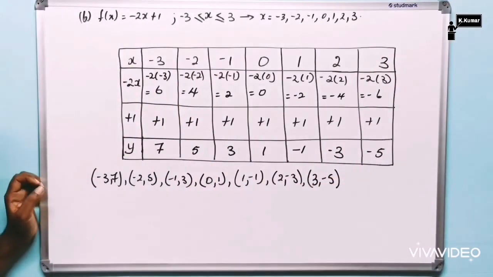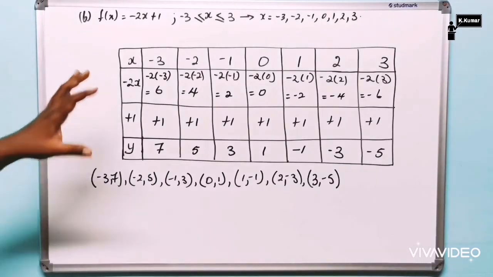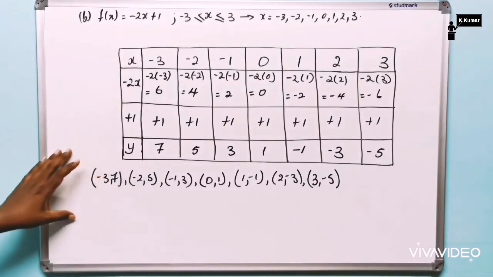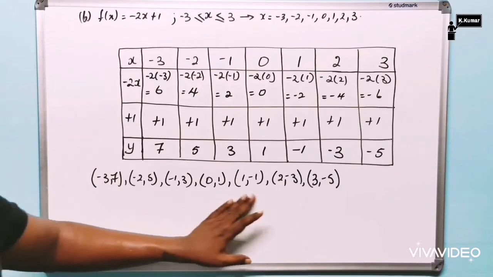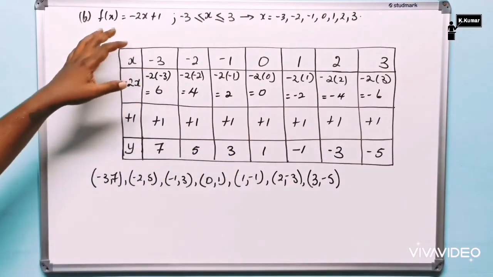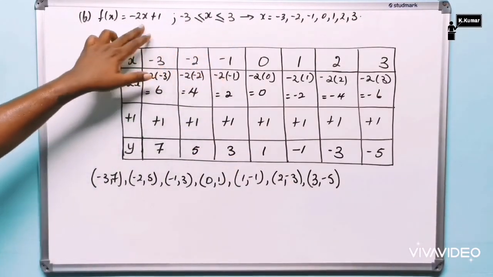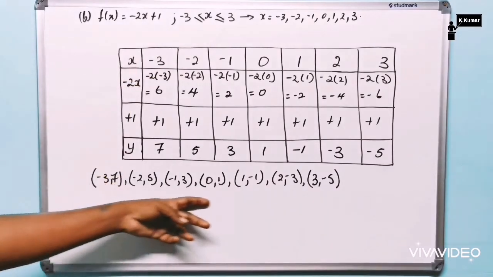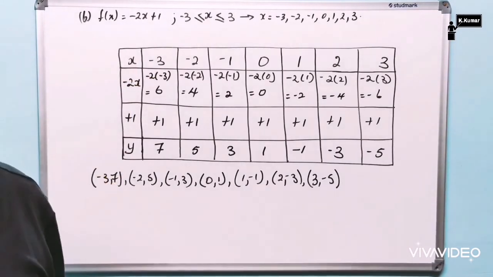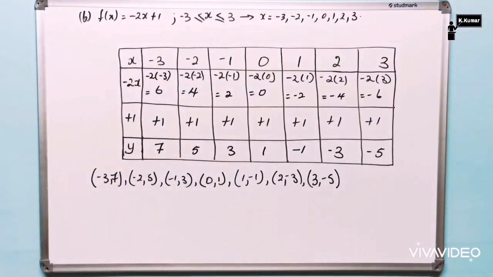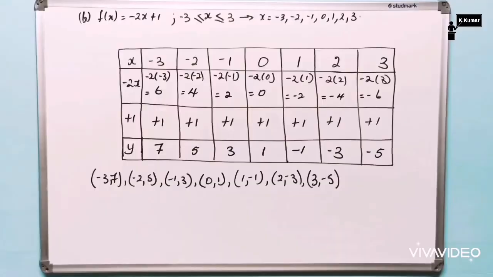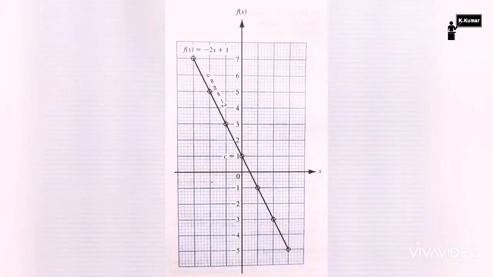Now I won't be plotting this one because I don't have a graph board, but I'll put an image of what the answer should look like. So these are the points you would get when you substitute our domain into this function. So using these points and your graph paper, plot the straight line, and I'm going to add the image for you to see what the answer should look like. This is the solution on the graph paper. You could pause the video and copy it.